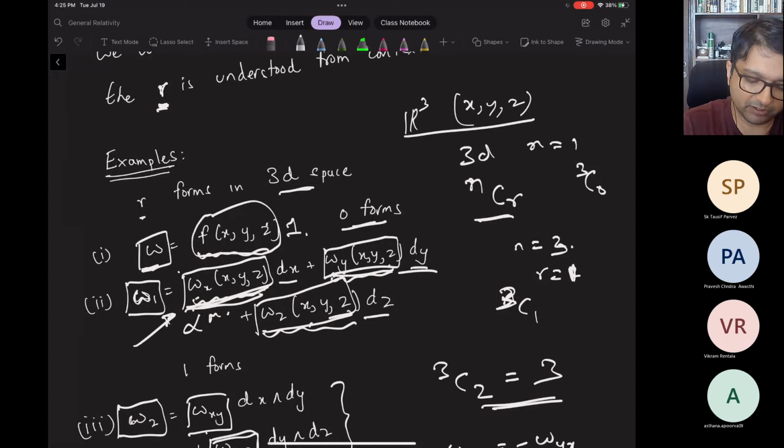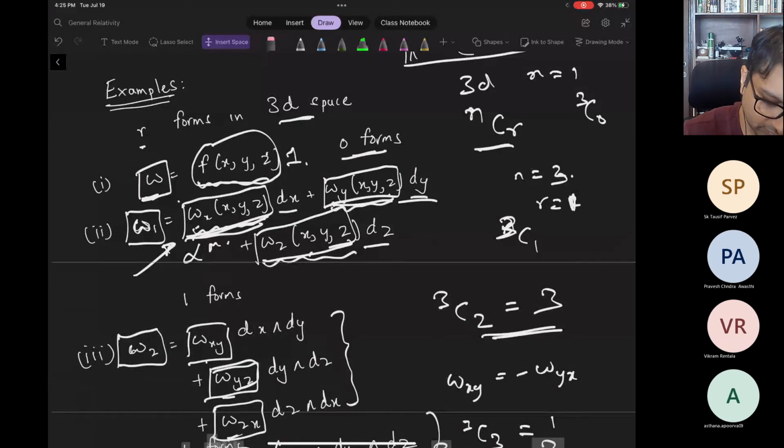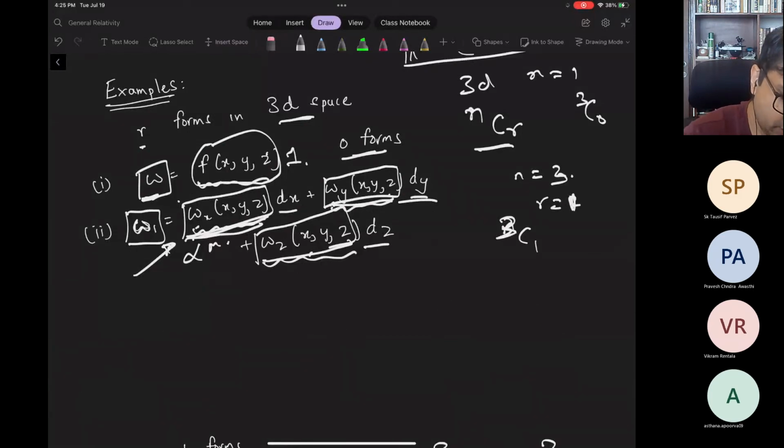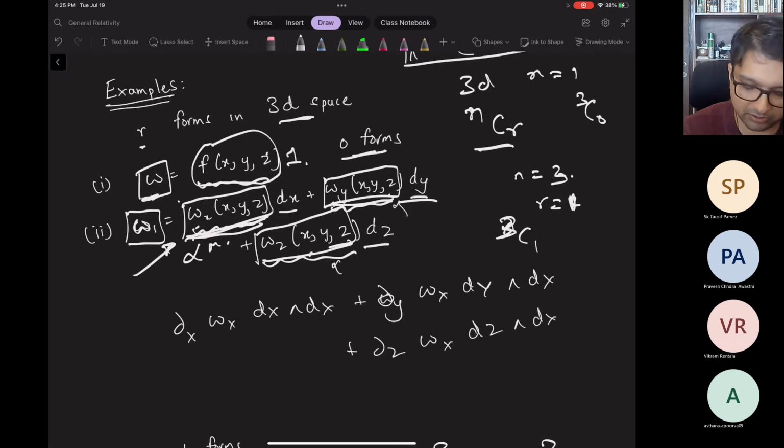For example, we differentiate omega x with respect to x, y, z. So we'll do this: partial x omega x dx wedge dx, plus we differentiate with respect to y, partial y omega x dy wedge dx, plus partial z omega x dz wedge dx. And similarly, you have to differentiate these other terms, which I'll do in a moment.